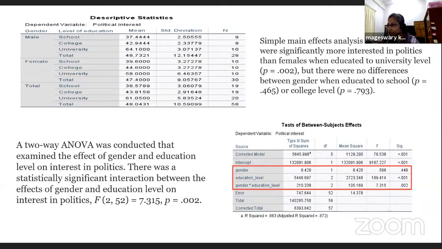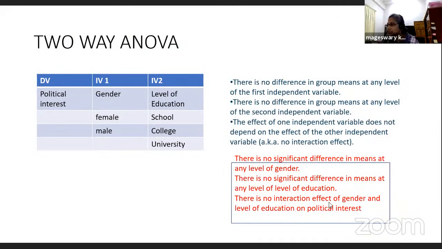Okay, the third hypothesis is the interaction effect of the gender and education level. So when you combine both the IVs together, you are getting 0.02. So in combination, they affect the political interest. So that answers there is no interaction effect. So you reject this hypothesis.